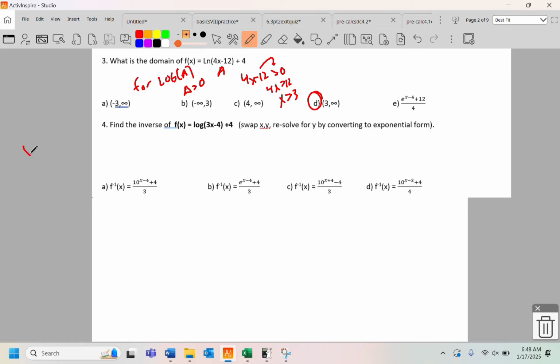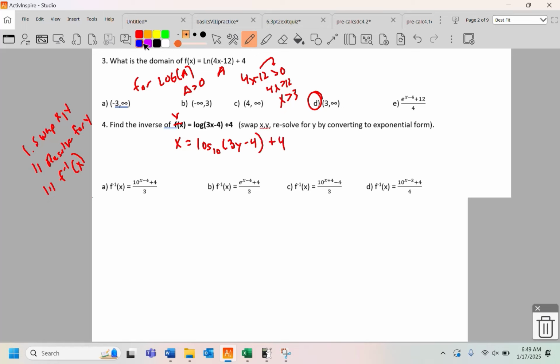4 is find the inverse. Step 1 is to swap x and y. Step 2 is to resolve for y. And step 3 is proper notation. Okay, so we're going to get the f out of that one, make that an x because it was y. We make it an x. Log, whose understood base is 10, 3y minus 4 because x and y swap positions.